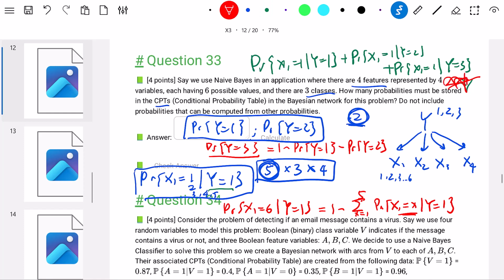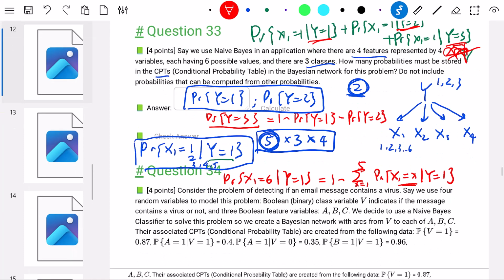These do not sum up to 1 because they are conditioning on different things. Conditioning on each one of these, we have a probability distribution, and a probability distribution means the sum over all possible values will be 1. But here there are different distributions, so when you sum them up, you don't get 1. So no, we cannot compute the conditional probability given Y is 3 based on the ones given Y is 1 and 2. So we do need this multiplied by 3.